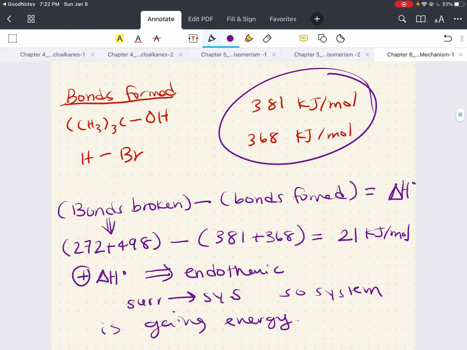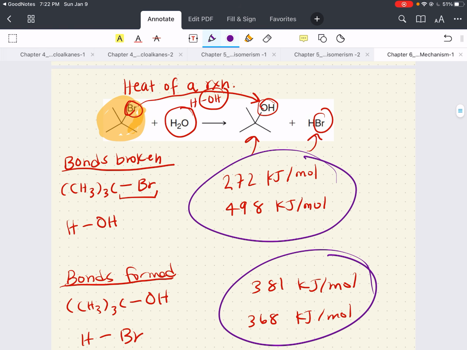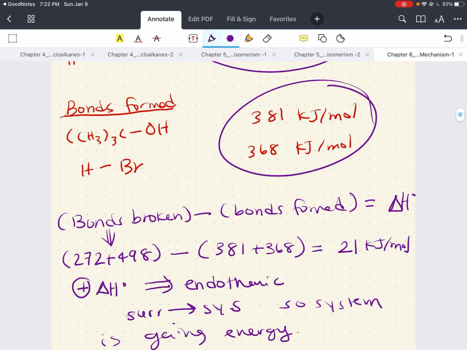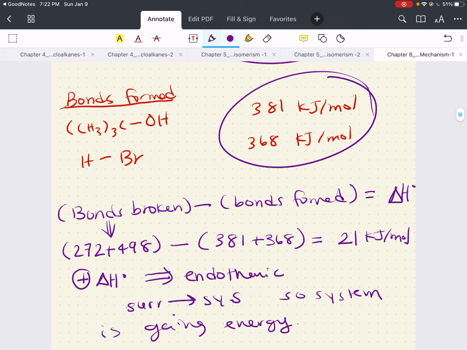So that is how you determine the heat of a reaction. You figure out the bonds that are broken, you figure out the bonds that are formed, and then the formula you use to get the heat of the reaction is bonds broken minus bonds formed. If you get a positive value, guess what? Your reaction is endothermic, and the energy is being moved from your surroundings into your system. If it is negative, then it is exothermic, and your system is moving energy into the surroundings. Fantastic. I hope that makes sense.